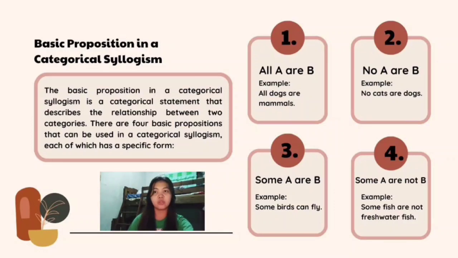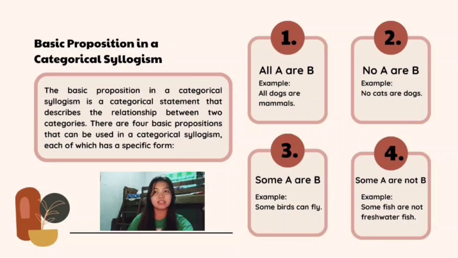The second one is no A are B. This proposition states that no members of category A are members of category B. For example, no cats are dogs. And the third one is some A are B. This proposition states that at least some members of category A are also members of category B. For example, some birds can fly.